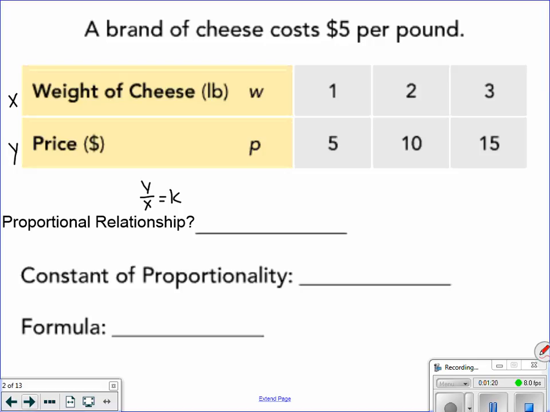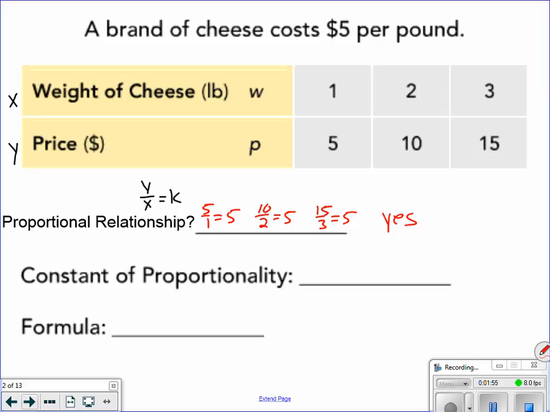So my first one here, I would take the 5 over 1. Well, 5 over 1 equals 5. Then I would try the 10 over 2. Again, we're doing Y over X. 10 over 2 also equals 5. And then lastly, I would try the 15 divided by 3. Well, 15 divided by 3 also equals 5. So since they all equal the same thing, Y over X equals the same number for all of them, we would say yes, this is a proportional relationship.